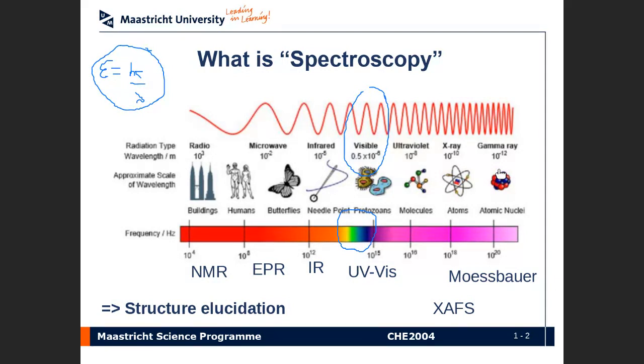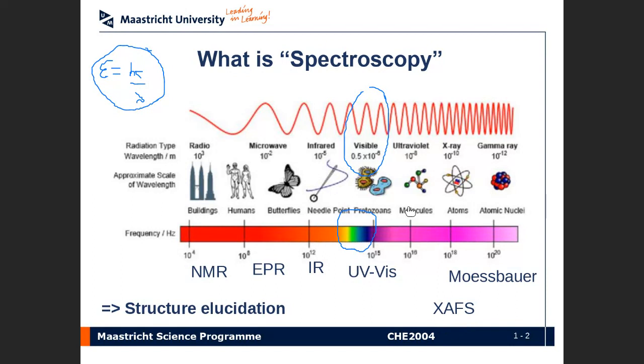Moving down to slightly longer wavelengths, in the X-ray region of the electromagnetic spectrum, you have certain types of X-ray spectroscopy techniques that also give you information. And here I've got an example, XAFS, which is a type of X-ray spectroscopy.